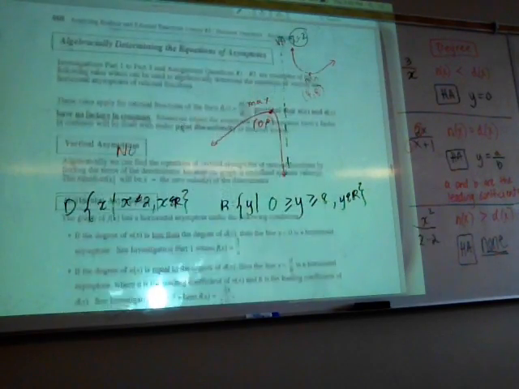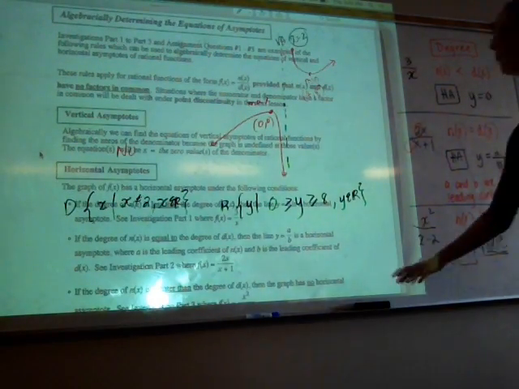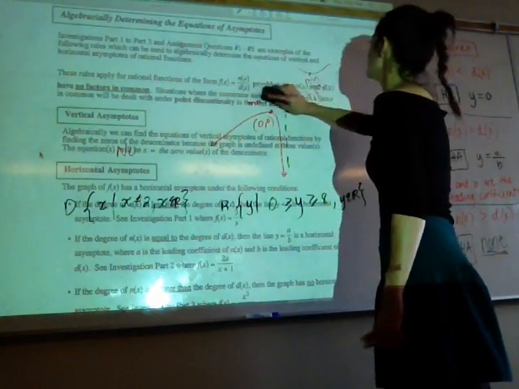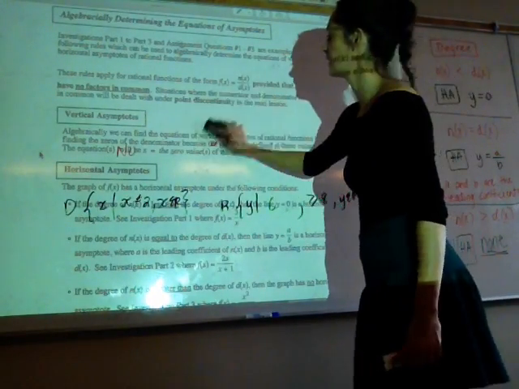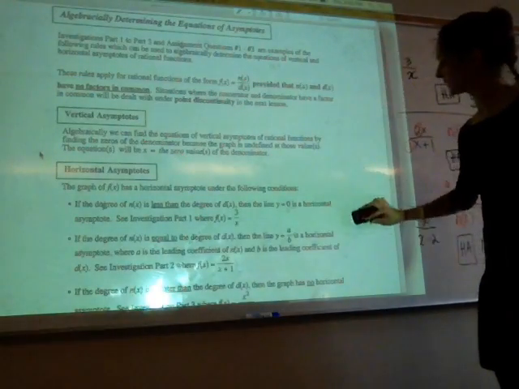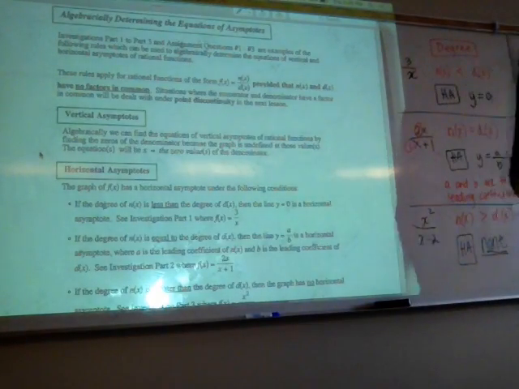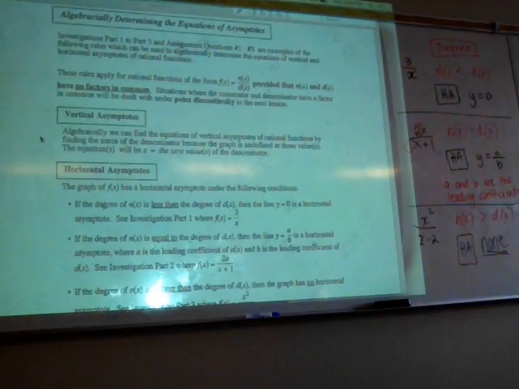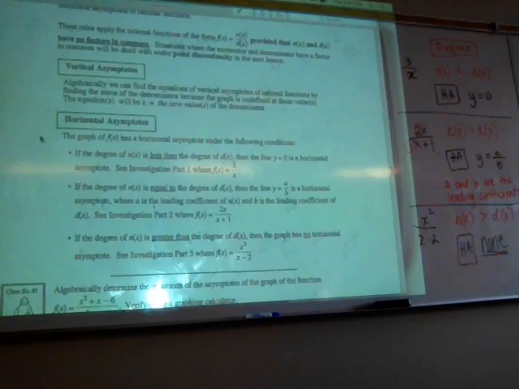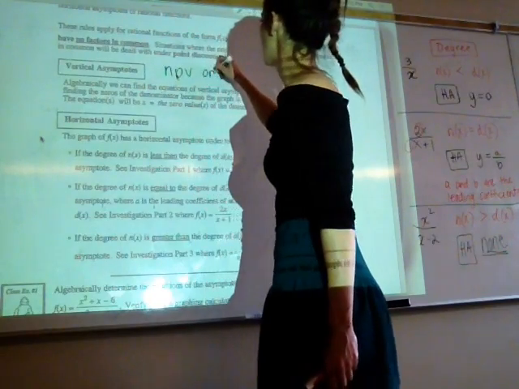Skip over that. Let's go to page 460, please. So pretty much the rules that we just talked about here are all summarized lovely and nicely for you on page 460. Okay, vertical asymptotes, where do we get those from? The vertical lines, where do we get those from? The denominator, it's the NPV on the denominator.